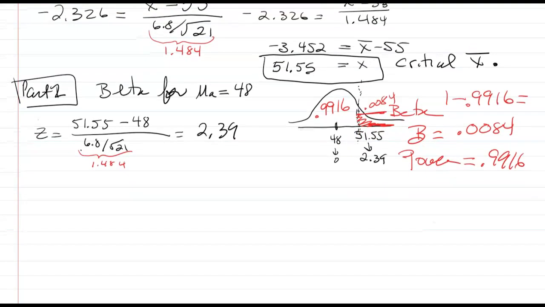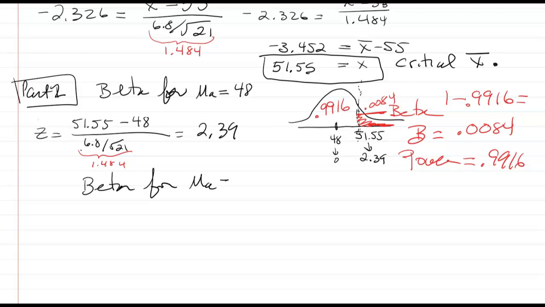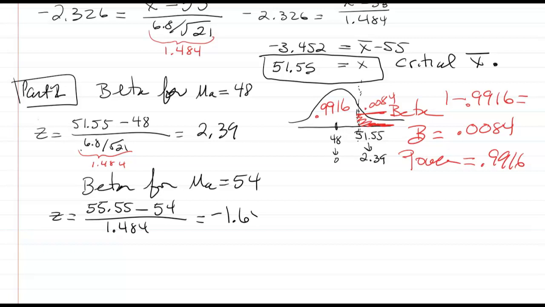So the second part of part 2 is just doing the same thing for mu sub A equaling 54. Okay, we already have the critical X bar. That doesn't change. That's still 51.55. But now we're going to use for the mean 54. And I'm just going to go ahead and put that 1.484 in there. Now I get a value of negative 1.65.